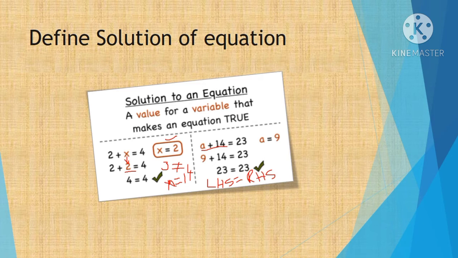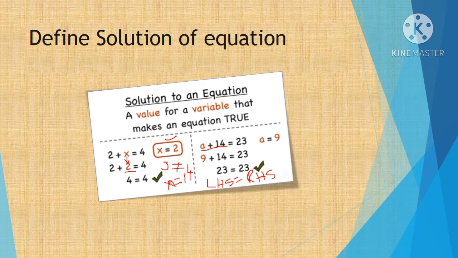Why is x is equal to 1 not a solution? Because when you substitute 1 in the place of x, you are getting 3. 2 plus 1, 3. Whether 3 is equal to 4? No, 3 is not equal to 4. Then you substitute 2 in the place of x. So 2 plus 2 equal to 4. 4 equal to 4. So you got the solution. So x is equal to 2 is a solution. This is how we are finding the solution.